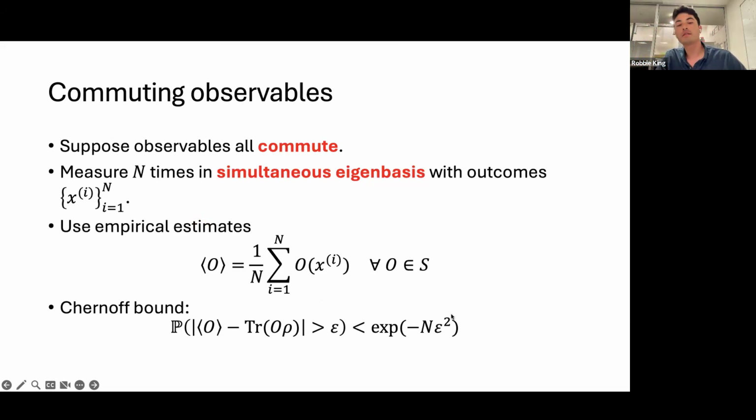To analyze this formally, we would use something called the Chernoff bound, which states that if we take an empirical estimate with n samples, then we are exponentially concentrated in n. So the probability that we deviate by epsilon is upper bounded by some exponential in n and epsilon squared. In particular, you can then do a union bound over the whole set S of observables. And this will tell you that with high probability, you get them all correct if you take enough samples.